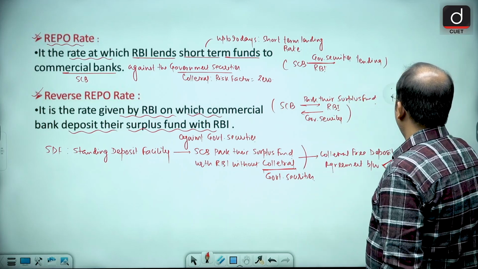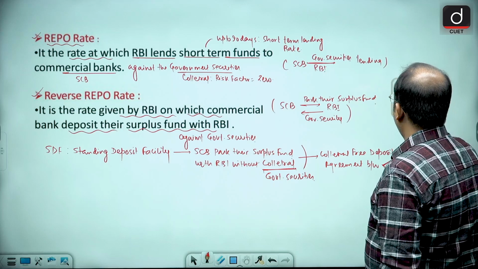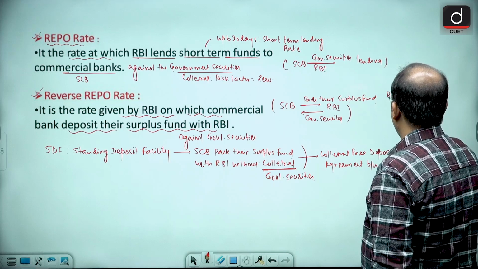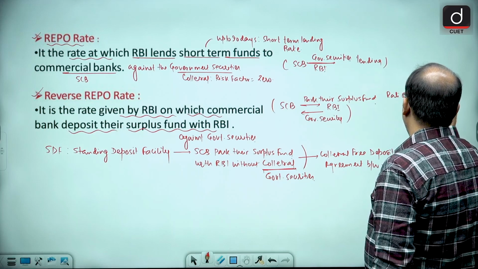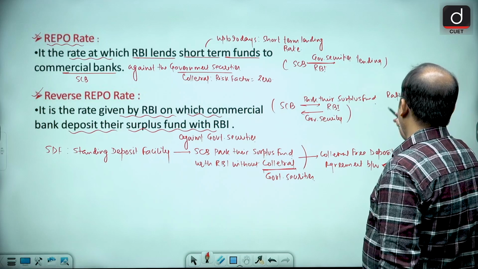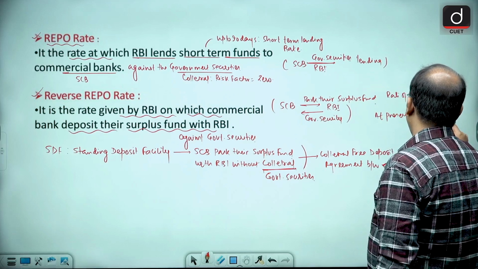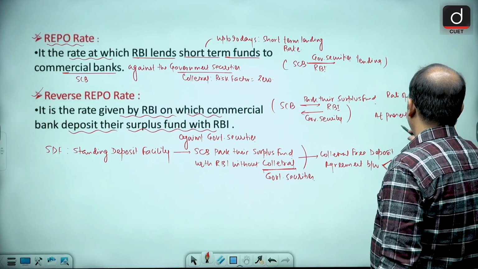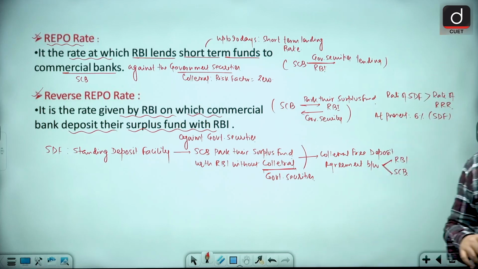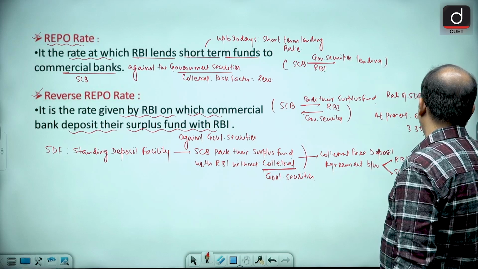Therefore, guys, the rate of SDF is always higher than the rate of reverse repo rate. For example, in the present scenario, the rate of SDF is 6%, whereas the reverse repo rate is just 3.35%.